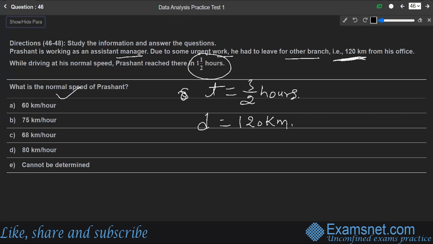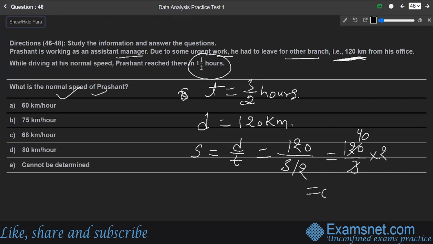He's finding out the normal speed of Prashant, so we'll have to use the formula of speed. Speed is equal to distance over time. We have the distance of 120, and the time value is 3/2. So 120 divided by 3/2, if we solve this further, comes out to be 120 divided by 3 into 2, which is 40 into 2, that is 80 kilometers per hour. So that is the usual speed of Prashant, 80 kilometers per hour, which is available in option D.